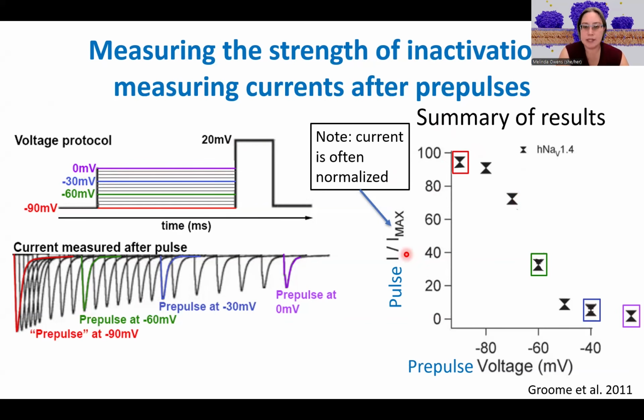And so this is why the results you get are kind of this shape. It's because at low pre-pulse voltages, very little is inactivated, so when you pulse, a lot of current can go through. And then if you pre-pulse at a high voltage, most of them do get inactivated, and so when you pulse, you don't get very much current at all because all of them are inactivated.